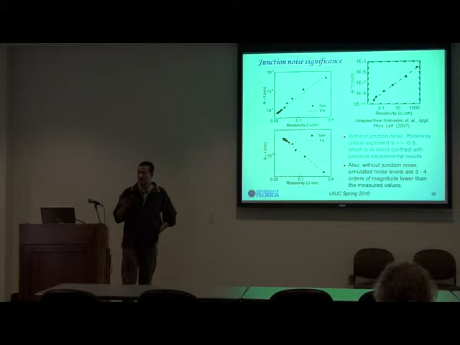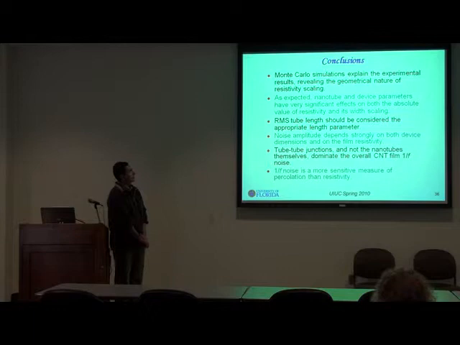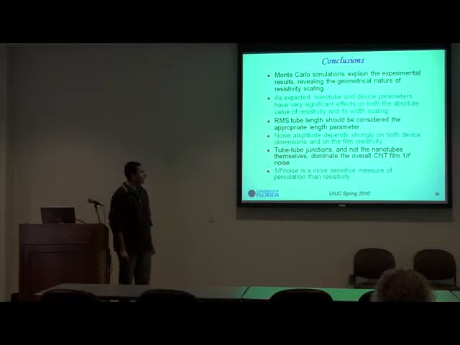So just to conclude this section, the Monte Carlo simulations explain the experimental results related to the geometrical nature of resistivity scaling. As expected, nanotube and device parameters have very significant effects on both the absolute value of resistivity and resistivity scaling. The RMS tube length was the important parameter explaining the effect of length on resistivity. And the noise amplitude also depends on both device dimensions and resistivity, and the tube junctions are very important.